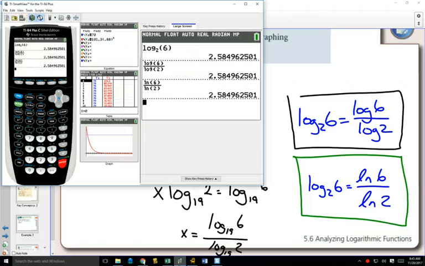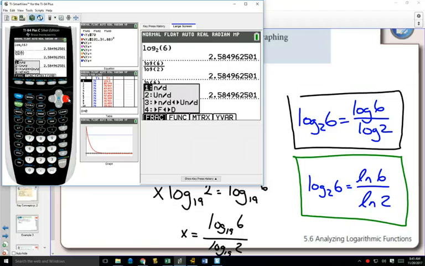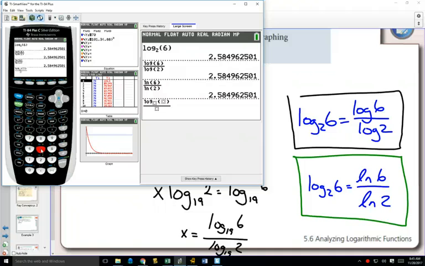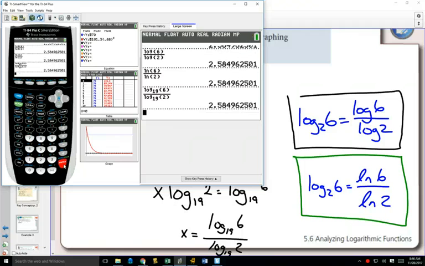And if I tried this on my calculator, I should get the same answer. So log base 19 of 6 divided by log base 19 of 2. And sure enough, we get the same answer.